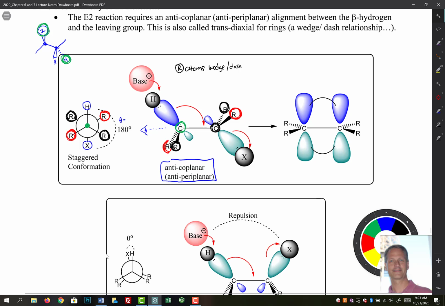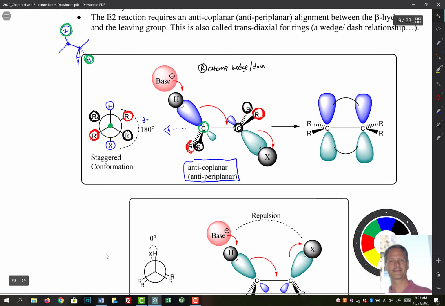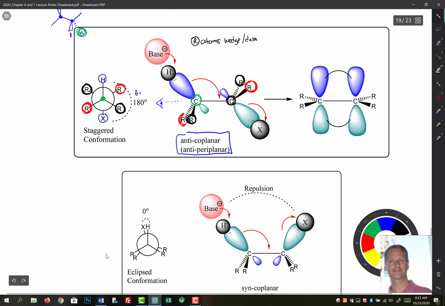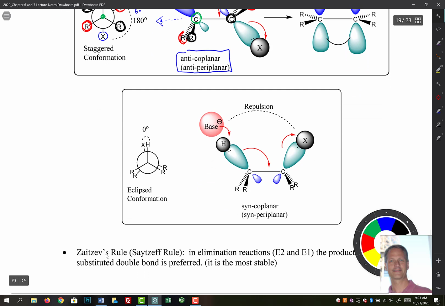And then, of course, that leads us to our alkene right here. There's your alkene. If we don't have that anti-coplanar arrangement, the easiest way to explain this is that you have repulsion between the base that's coming in here and the leaving group that's leaving. So it's an unfavorable interaction. That gives us a dihedral angle of 0 degrees in the eclipsed conformation there.